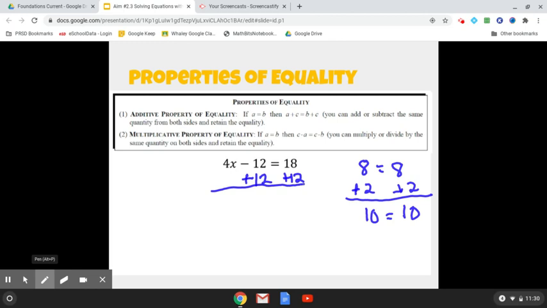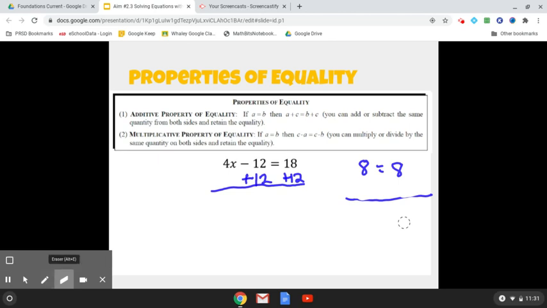So let's apply that same idea to what they call the multiplicative property of equality. And that says the same thing. It just goes for multiplication or division. Let's show it with division. If I was to divide by 2 here, I would get 4. And if I didn't do it on the other side, I'd end up with 4 equals 8. And that's not a true equation. The only way to keep this equation true is to do whatever I did on the other side to this side as well.